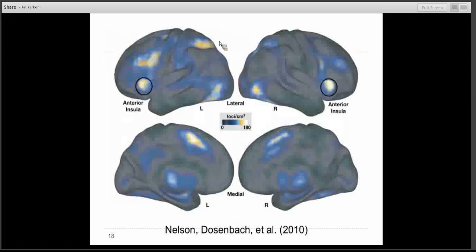And in fact, here's a really nice image from a paper by Steve Nelson and colleagues, where they took the entire SUMS-DB, David Van Essen's group, and just plotted where the activations fall out. And you can see that the anterior insula is a hotspot, meaning a very large proportion of studies end up reporting it. So it's really unlikely that the anterior insula is doing something really specific. It's active in so many studies, it's probably doing something pretty general.